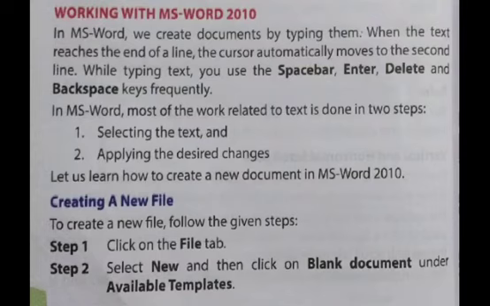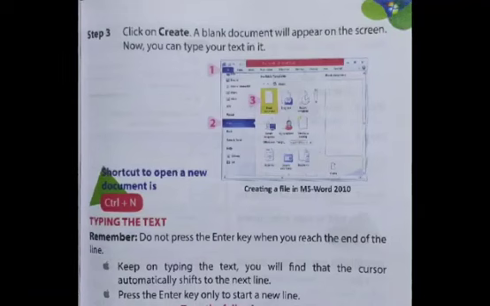Next step is select new and then click on the blank document under available templates. When you click on the file tab, a new menu will appear, and in this menu there is an option new. You have to click on it and then click on the blank document under available templates.